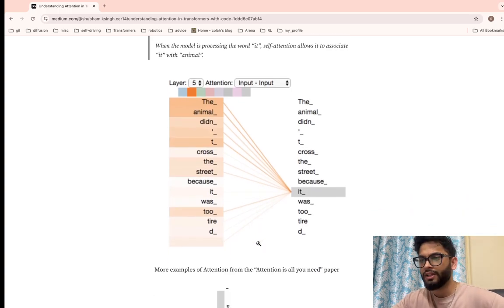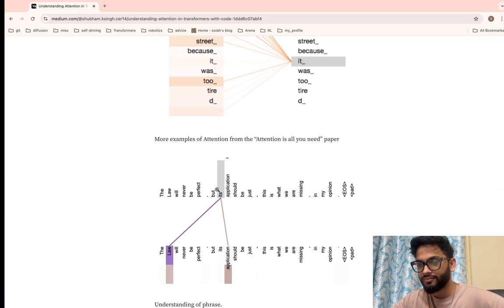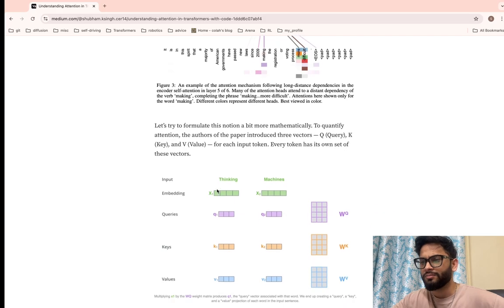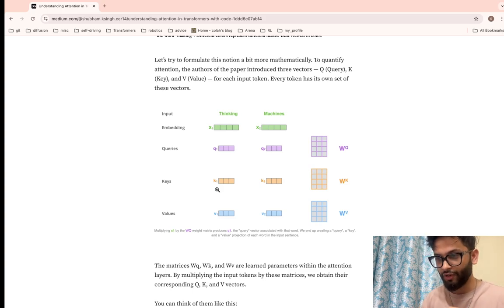Let's take one more example. The animal didn't cross the street because it was too tired. It was too tired. What was too tired? Was the street too tired? No, of course not. The animal was too tired. Very obvious for us humans, but for a computer algorithm, not so much. So this is the kind of relation which we want to capture in attention. Let's see how we do that. Let's move towards the mathematics of the things. We are machine learning engineers, shall we?